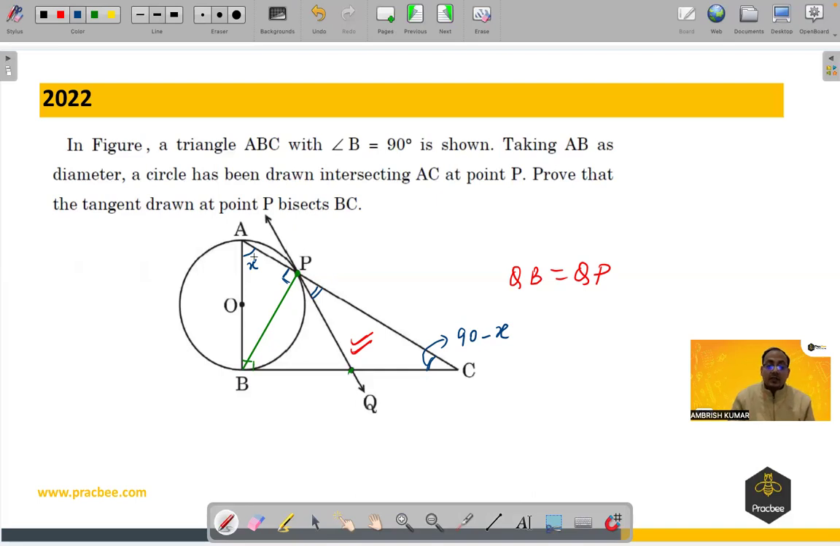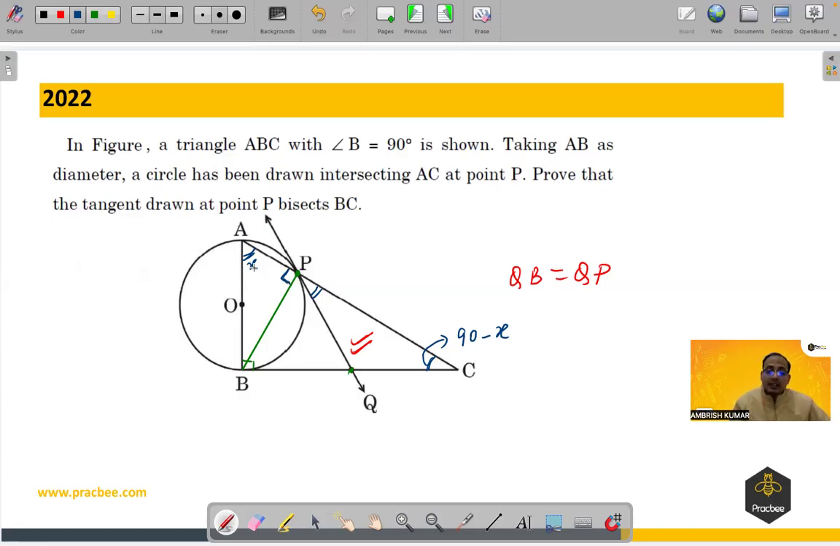So see what we can do here. This angle is your X, and this is your 90 degrees, right? So what will be the value of this angle? Which angle are we talking about? QPC. If somehow we can find the value of this particular angle, and if the value of this angle is again 90 minus X, then we can say that these two angles are equal, meaning it's going to be an isosceles triangle, right?